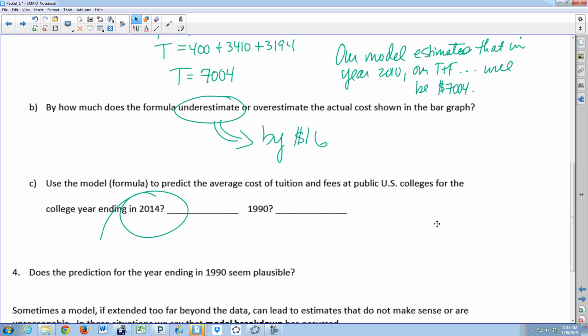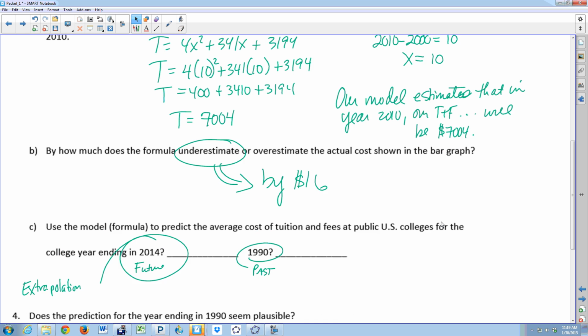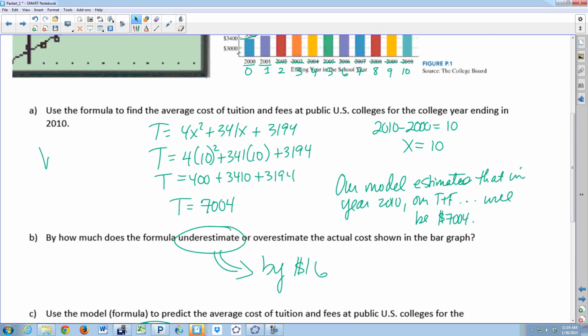So both of these questions are extrapolating, because this is the future and this is the past, right? That's the fancy word, extrapolation. When you're within the data set, like up here for 2010, that's called interpolation, I-N-T-E-R, like interstates. They go right between. You're between the data set: interpolation.